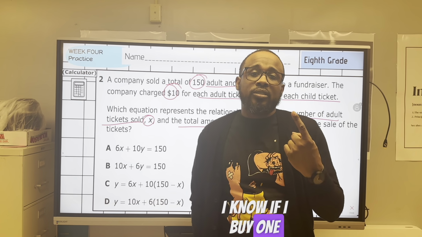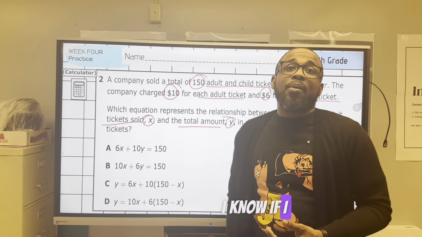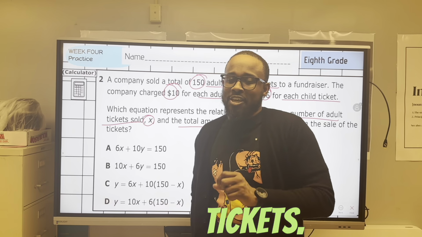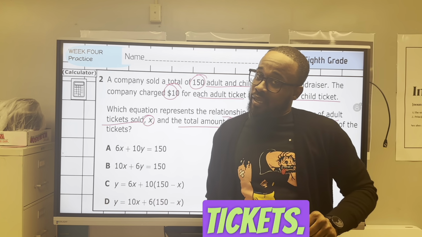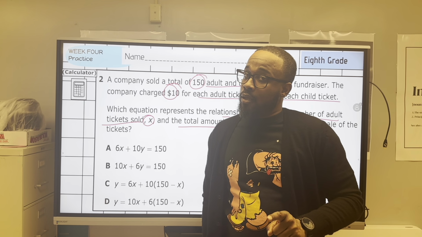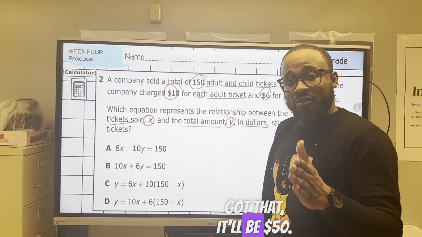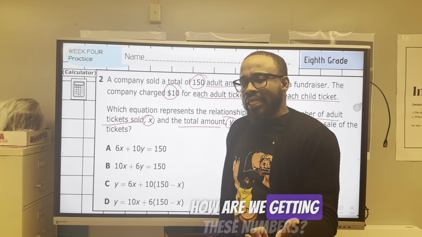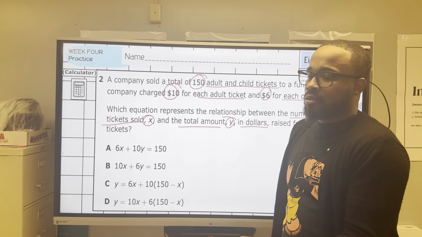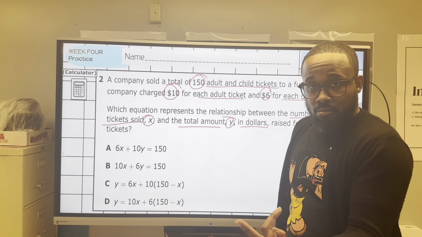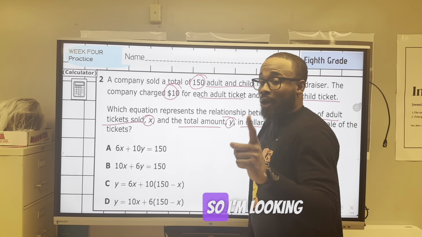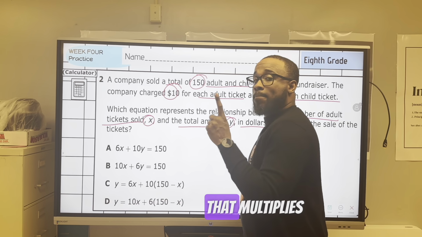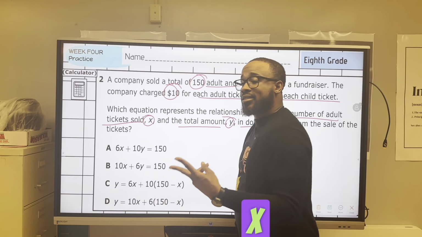I know if I buy 1 ticket, that's going to be $10. I know if I buy 2 adult tickets, it's going to be $20. If I buy 5 adult tickets, that's going to be, that's right, hopefully you got that, $50. How are we getting these numbers? Hopefully somebody in the room, maybe even you, said multiply. So I'm looking for an equation that multiplies 10 and X together.